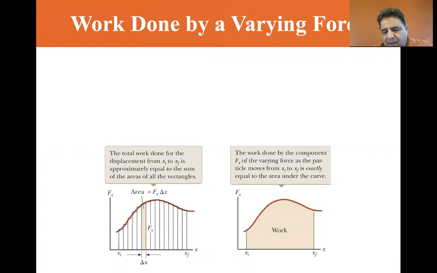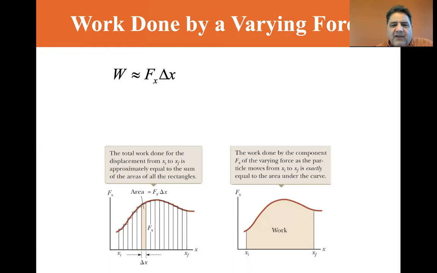So basically, we're integrating. We're taking each different rectangle and adding them up. So the area of one is Fx delta x. So the work done by the component Fx for the varying force as the particle moves from x initial to x final is exactly equal to the area under the curve. That is the key point for this section 7.4. The work done by a varying force is the area under the curve. But let's go ahead and go through the slide.